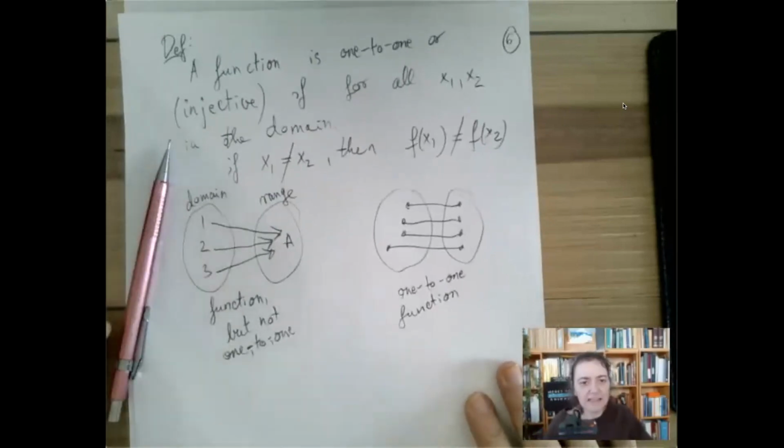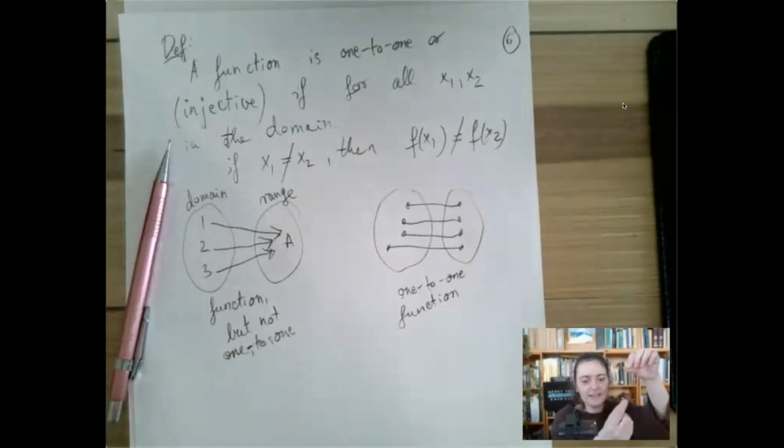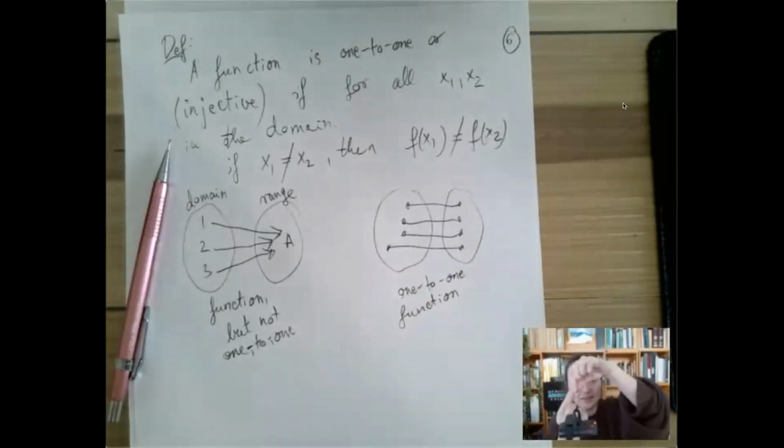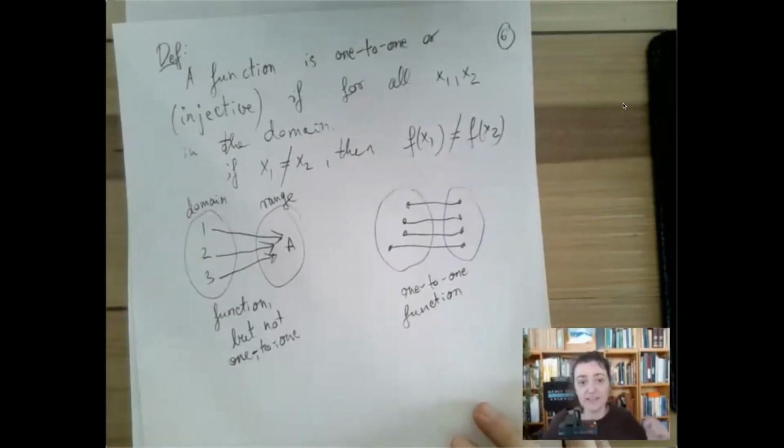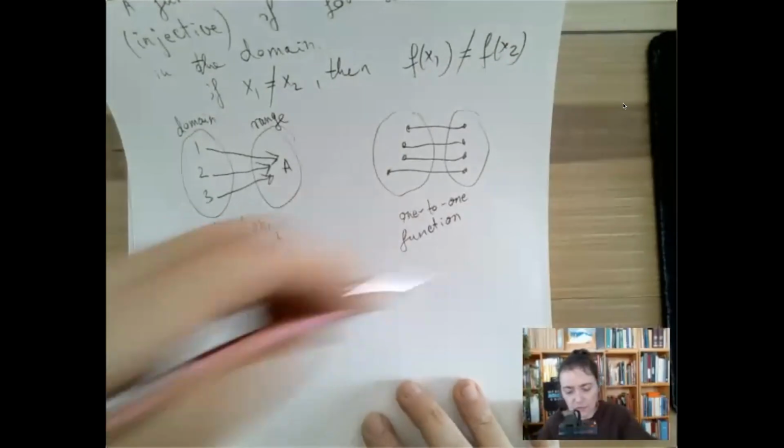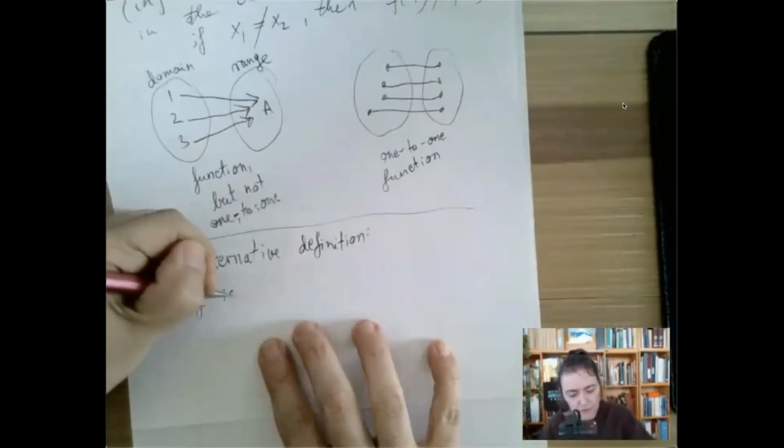This says if x1 and x2 are different, then the function values are different. If you start different, you land different. And the other way to say that it's one-to-one is that if you take the function values of x1 and x2 and you land on the same thing, then x1 and x2 are already equal. You can't do this. So under a one-to-one function, if you're landing at the same place, you already started at the same place. So f is one-to-one.